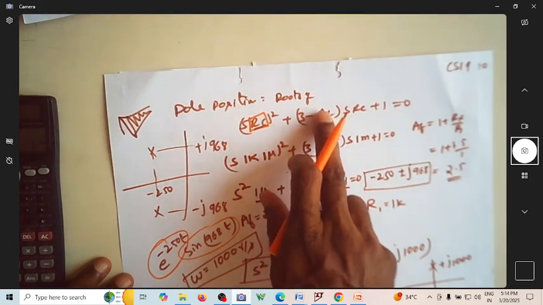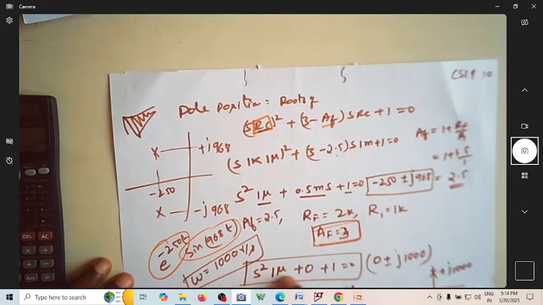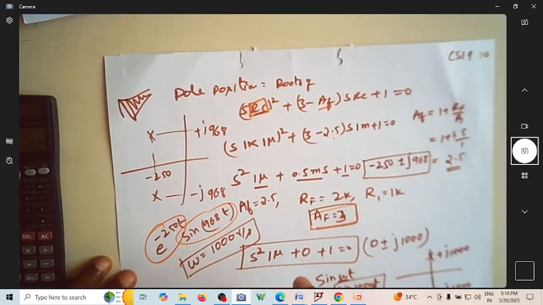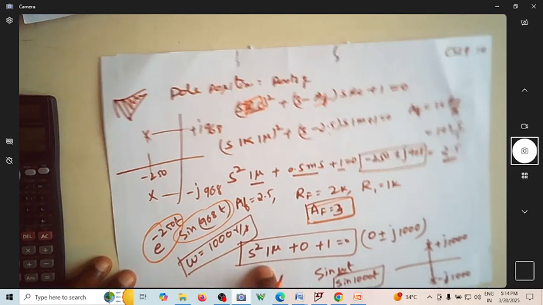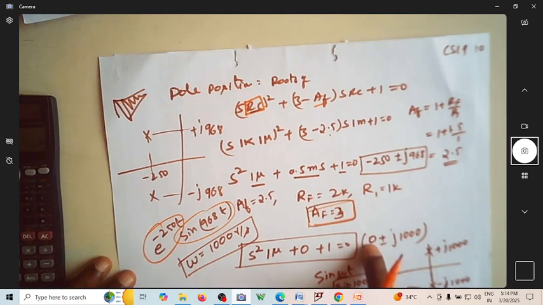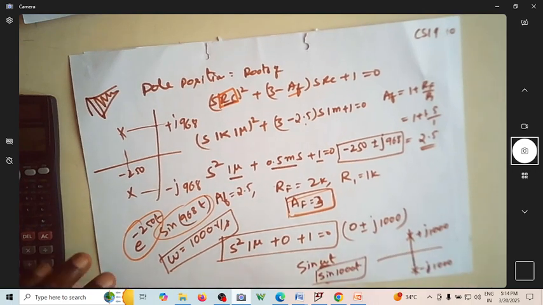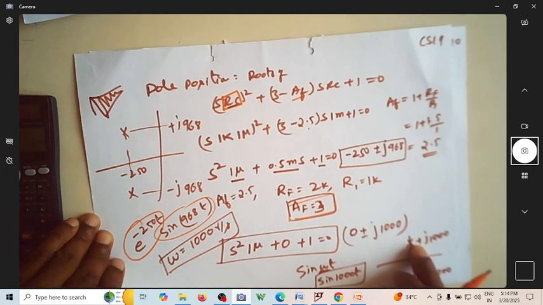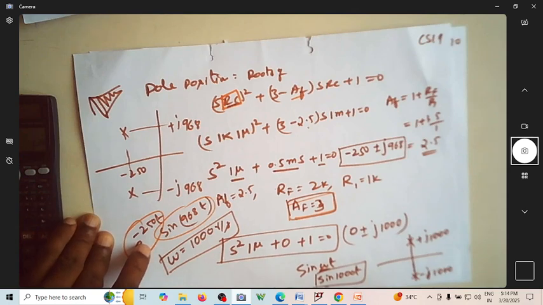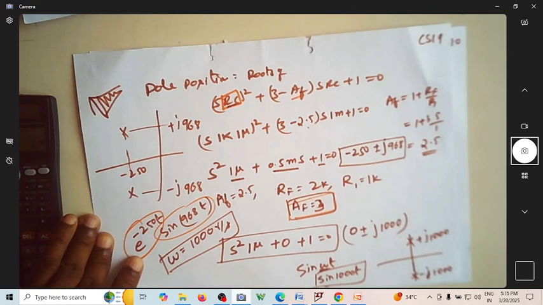When AF is equal to 3, this S power 1 coefficient will become 0. You'll end up with this as the equation of the denominator, which is your pole equation, or we'll call it the characteristic equation. When you find the roots of it, it was found that it has 0 as the real value, but the imaginary value is plus or minus j1000. So this is nothing but an indication that the system is oscillatory when the real part of the poles is 0.